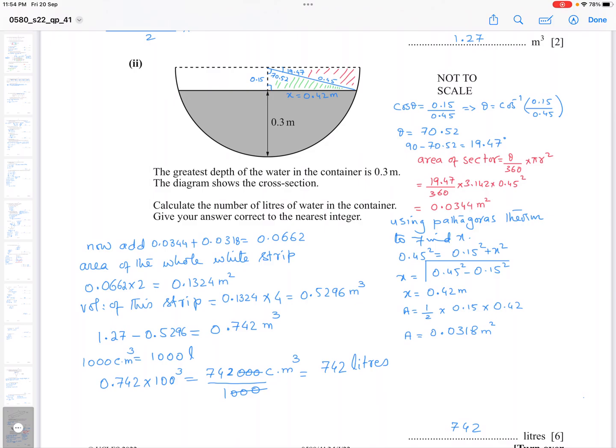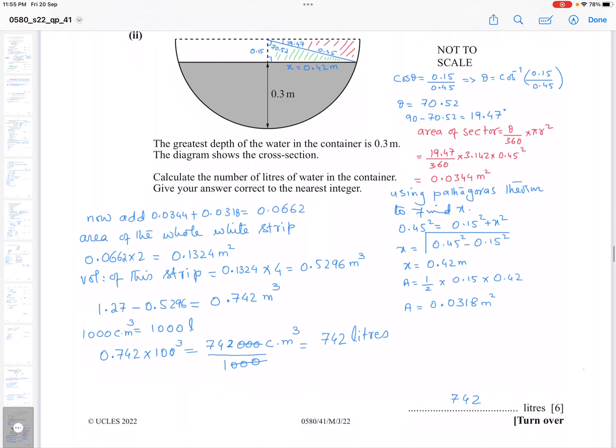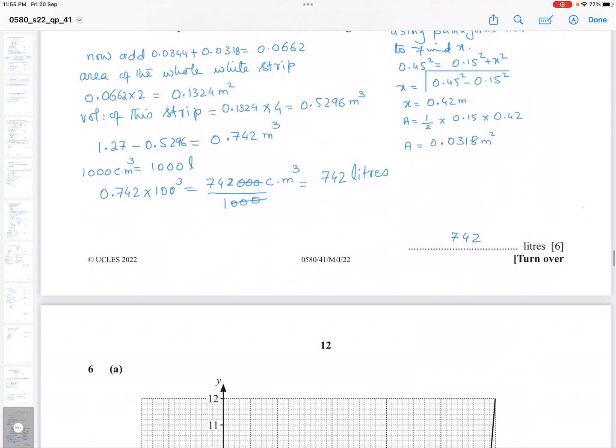I think by mistake I have written equals to 1000 liter. It should be 1 liter. So you can correct it. So now multiply 0.742 times cube of 100, because we have to convert cubic meter into cubic centimeter. So you get 742,000 cubic centimeter. Now divide by 1000, so this is equal to 742 liters. This is your final answer.